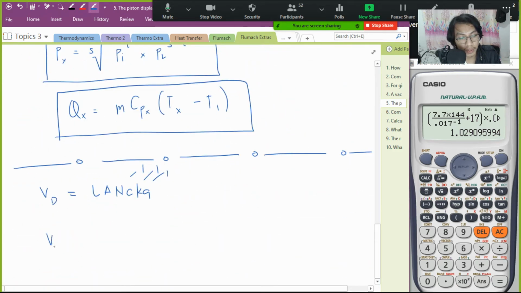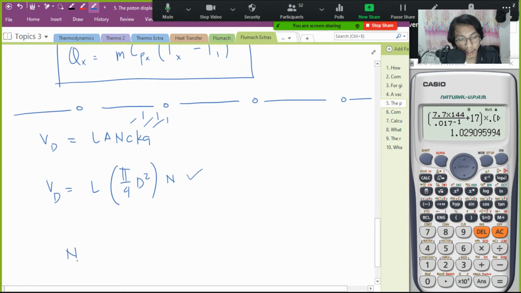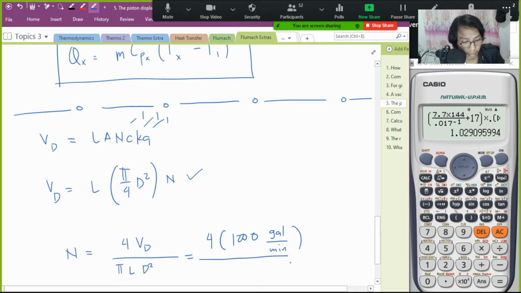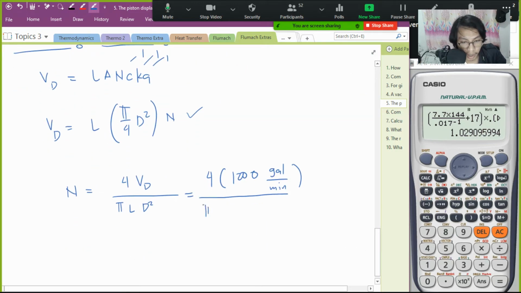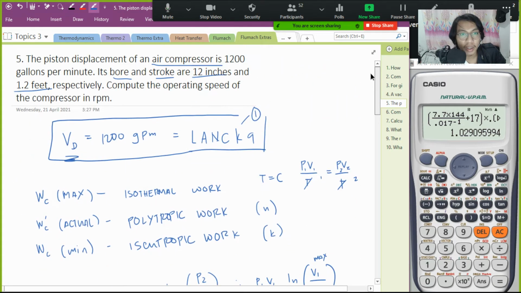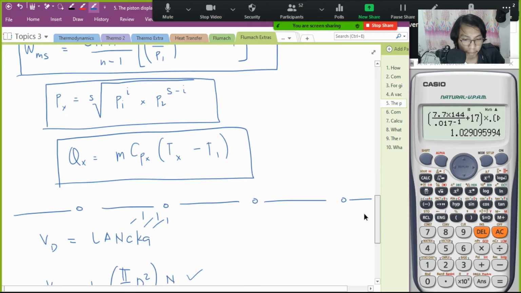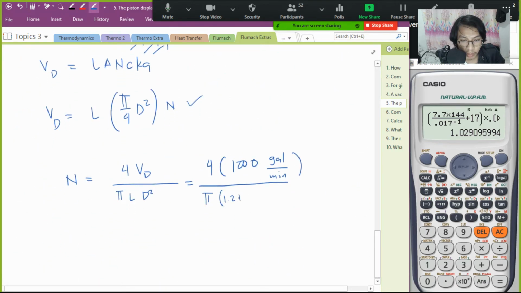The rotations, N. So, VD is equal to L, area nung piston, natural, circular yan. Okay, cylindrical, pi over 4, D squared, times N. O, 1, 1, 1, 1 na lang yan. So, hinanap natin si N. Therefore, N is equal to 4 times VD over pi L D squared. 4 times 1,200 gallon in every minute. Okay. Pi, yung L is, the length is bore and stroke. The length is 1.2 feet. Tapos nakalagay dito yung bore mo is 12 inches, that is equal to 1 feet din.